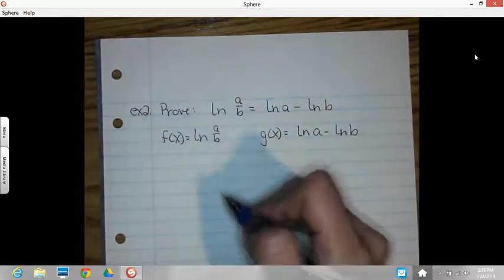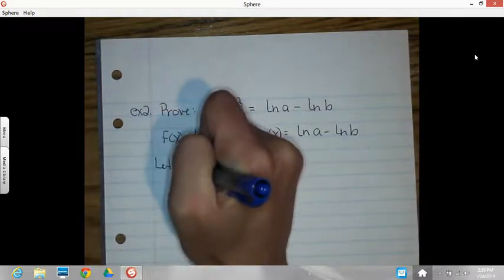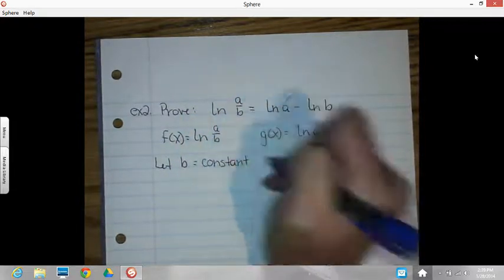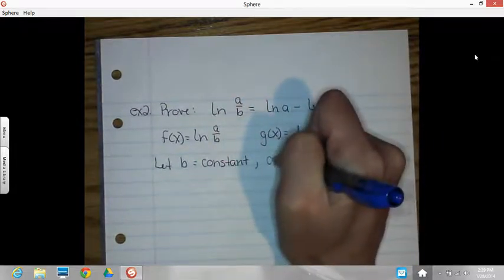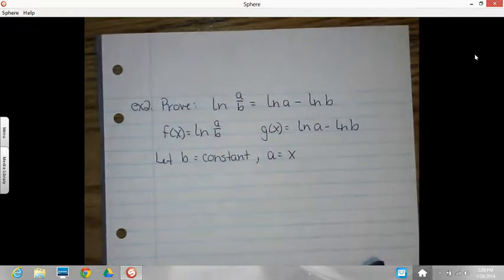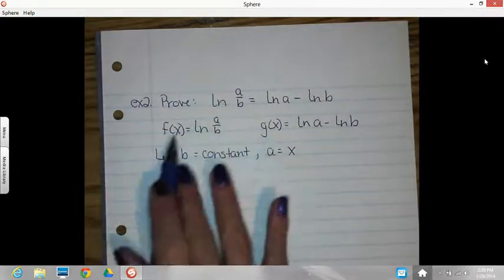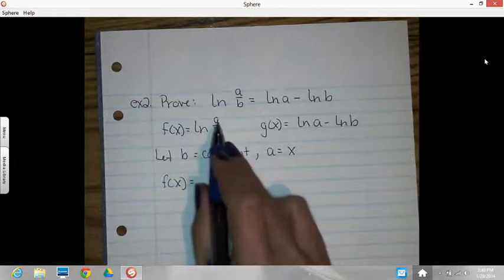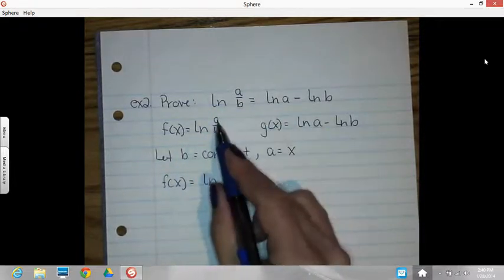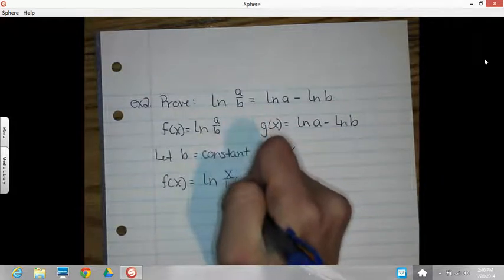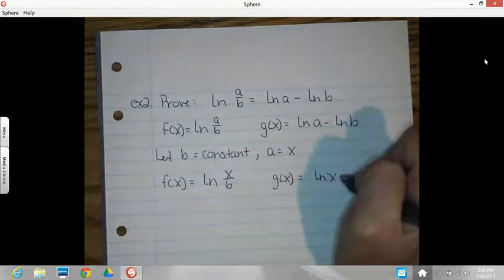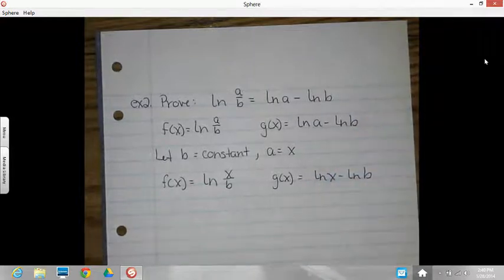So now we do the same thing as before. We let b be a constant. So treat it as a number. Pretend it's a 2 as you're doing the problem, but don't write it as a 2. And we will let a equal our variable x. So then we'll have functions in terms of x. So technically I should be doing this first and then breaking those apart. So my real function f of x, a is the x, so I've got natural log of x over b, where b is the constant. And then g of x equals natural log of x minus natural log of b.